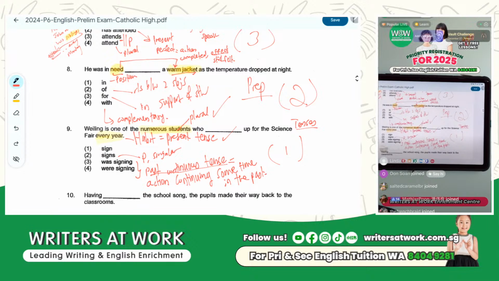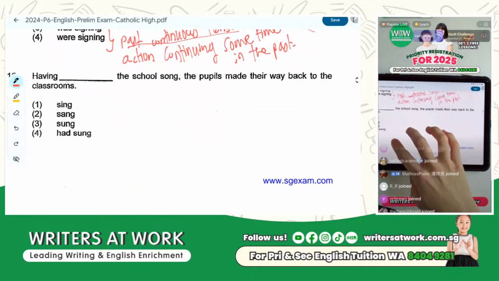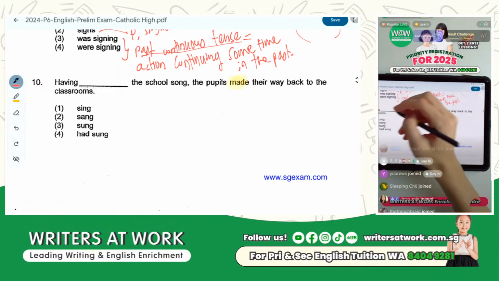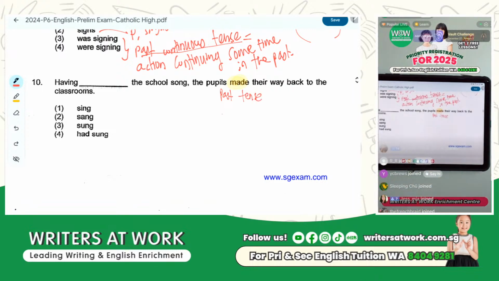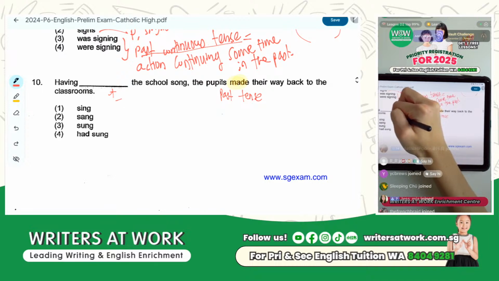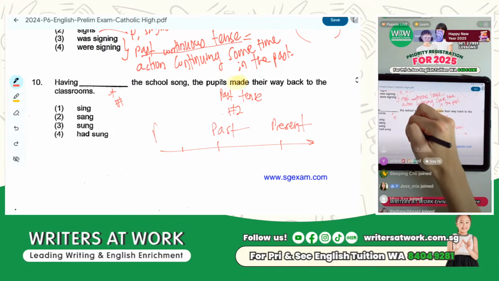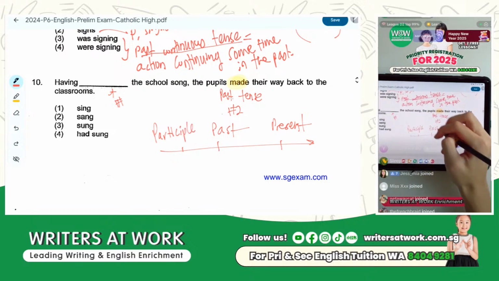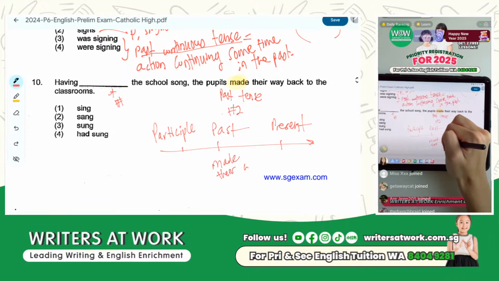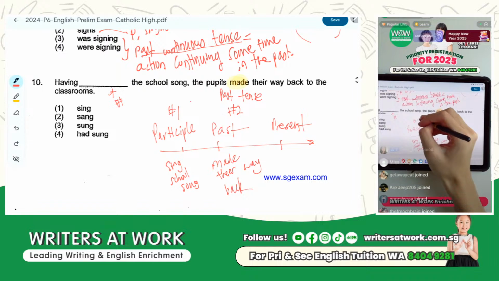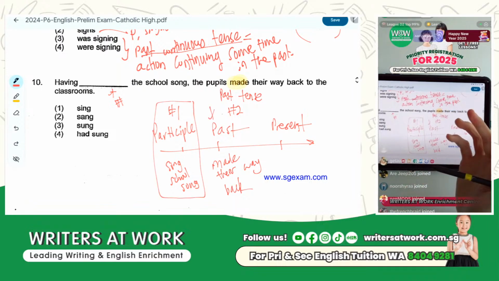Okay, moving on, let's take a look at question 10. Having dashed the school song, the pupils made their ways back to the classrooms. Okay, so over here you can see that made here is in past tense. So we are looking at which action occurred first. This action 1, then action 2. I always draw a timeline when there are two different actions occurring. Okay, so the pupils made their way back to class.